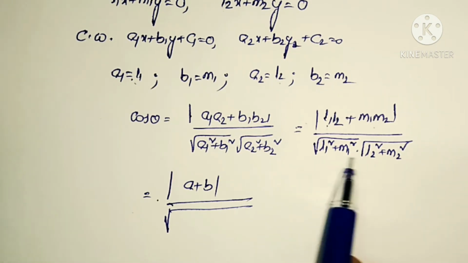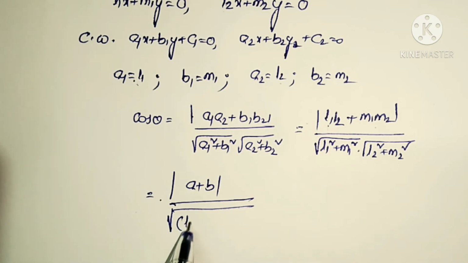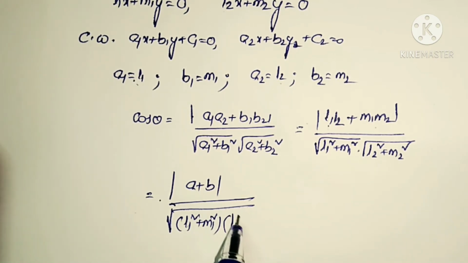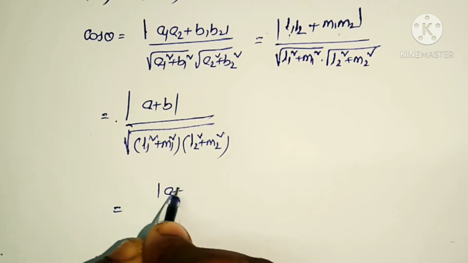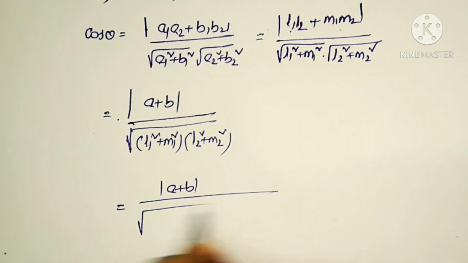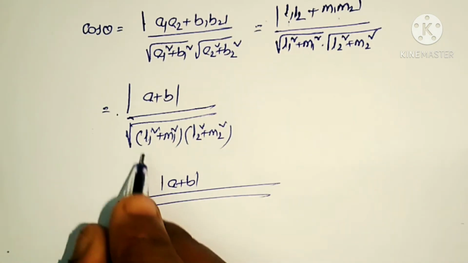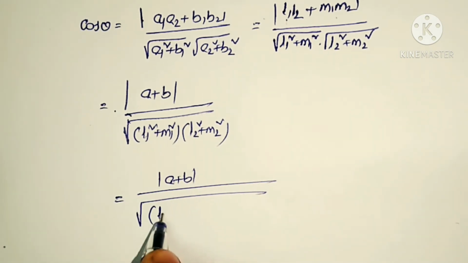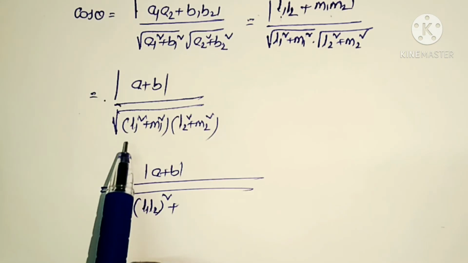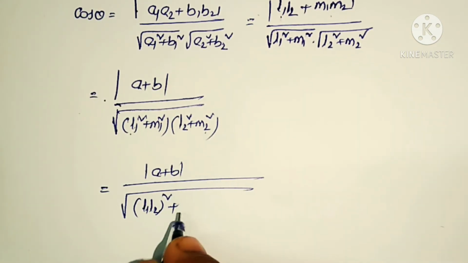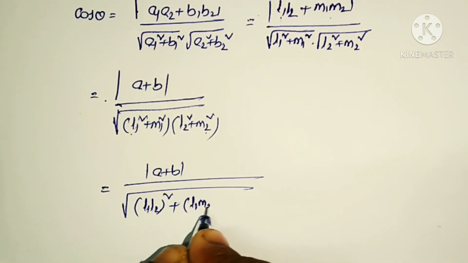Here we take the common square root, that is square root of (L1 square plus M1 square) into (L2 square plus M2 square). We take the common square root to both of the terms, and this is equal to mod A plus B by square root of. So here we take the product, that is L1 square L2 square, means L1 L2 whole square, plus the second value is L1 square M2 square, that is L1 M2 whole square.